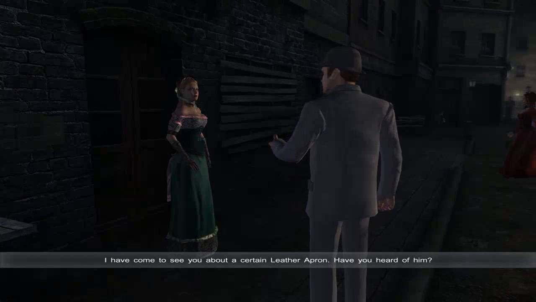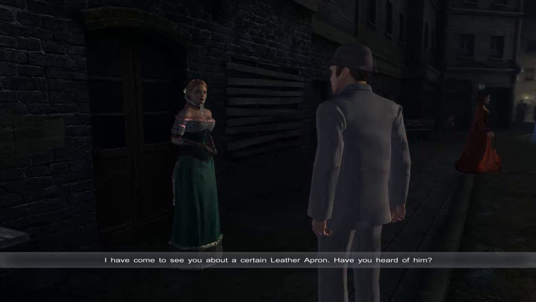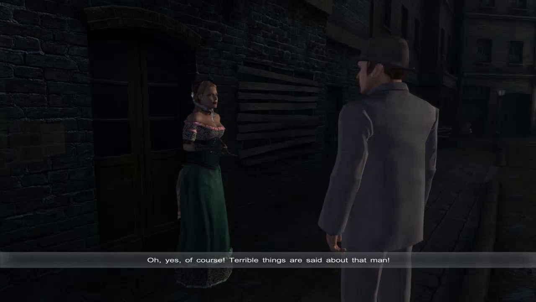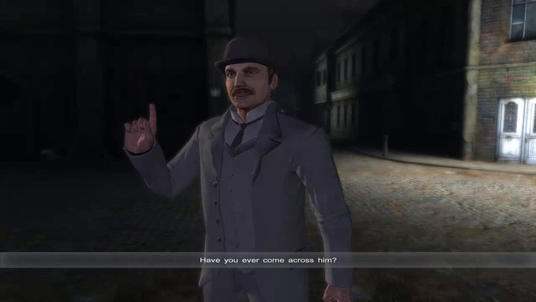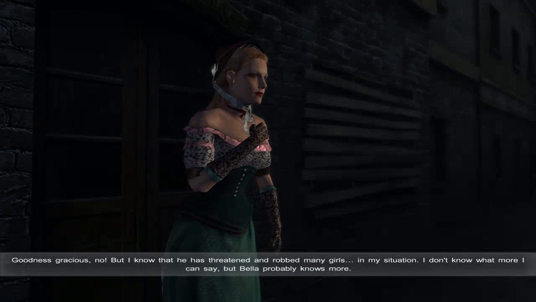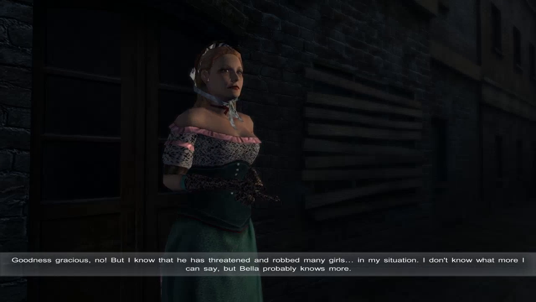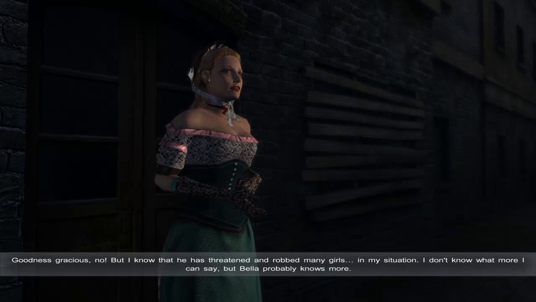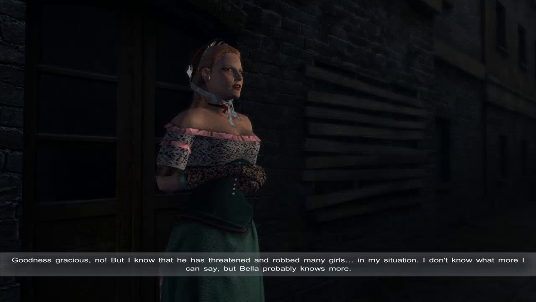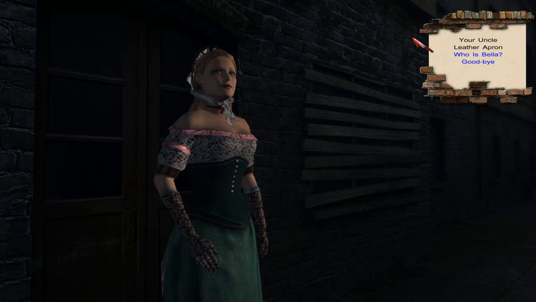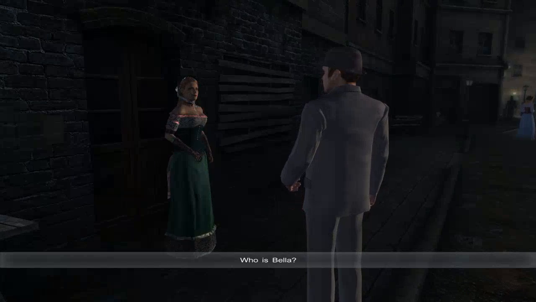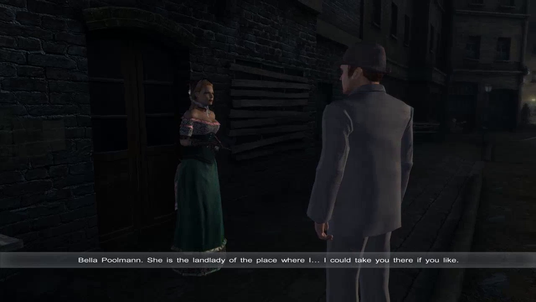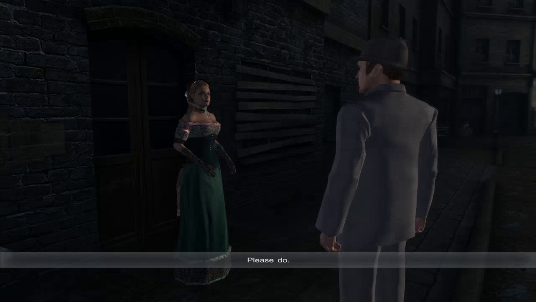I have come to see you about a certain Leather Apron. Have you heard of him? Oh, yes, of course. Terrible things are said about that man. Have you ever come across him? Goodness gracious, no. But I know that he has threatened and taken many girls in my situation. I don't know what more I can say, but Bella would be able to tell you some. Who is Bella? Bella Pullman. She's the landlady of the place where I could take you there if you like. Please do.